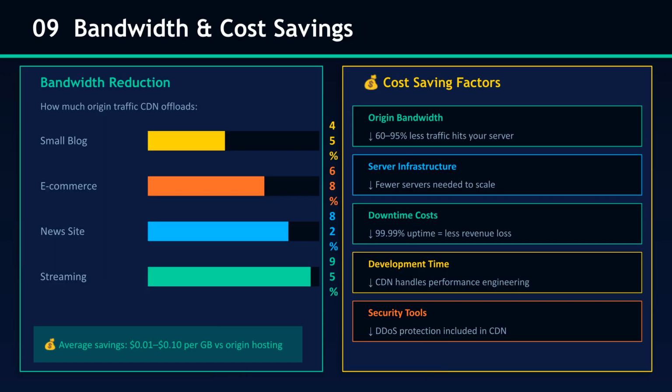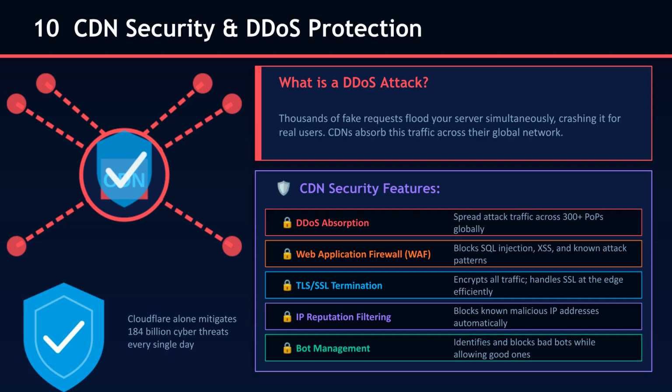CDNs offer significant bandwidth and cost savings by offloading traffic from your origin server. Depending on the site type, offload percentages range from 45% for small blogs to 95% for streaming services. Other savings come from reduced server infrastructure needs, lower downtime costs, and security tools like DDoS protection. CDNs provide robust security, primarily against DDoS attacks, by absorbing traffic across their global network. Key security features include DDoS absorption, web application firewalls to block common attacks, TLS/SSL termination for encryption efficiency, IP reputation filtering, and bot management.